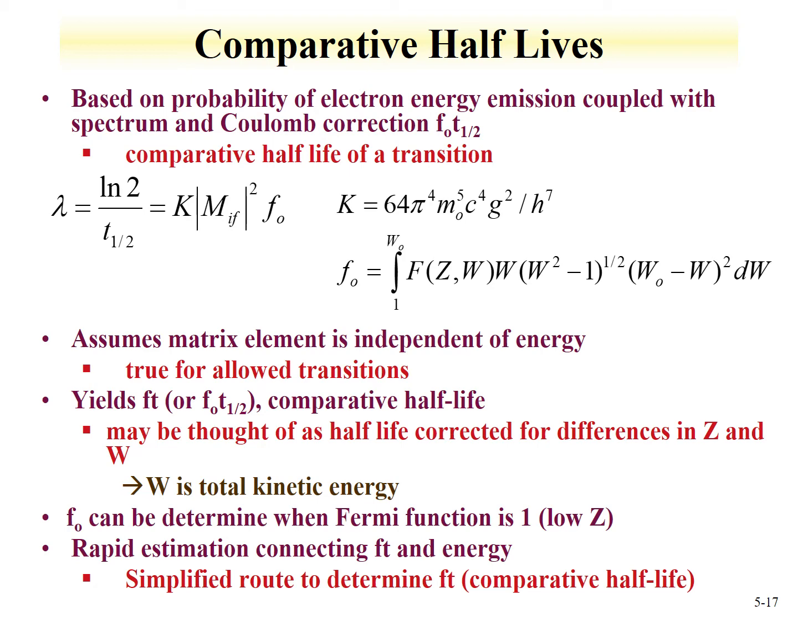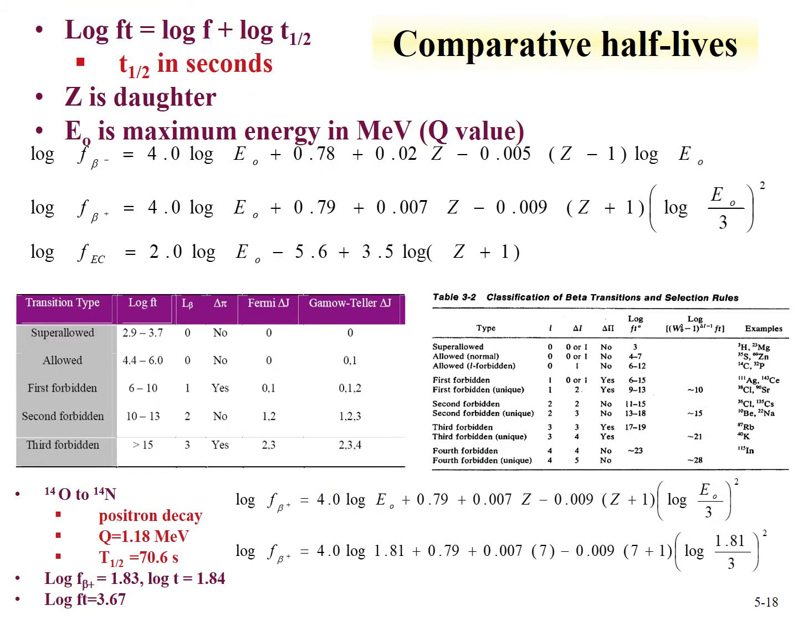So we can look at this Ft, or F naught T1/2. It's a comparative half-life, and this could be thought of as a half-life corrected for differences in Z, which accounts for a Coulomb behavior, and W, which is the total kinetic energy. There's a rapid way for estimating Ft and energy. Then we'll show this equation.